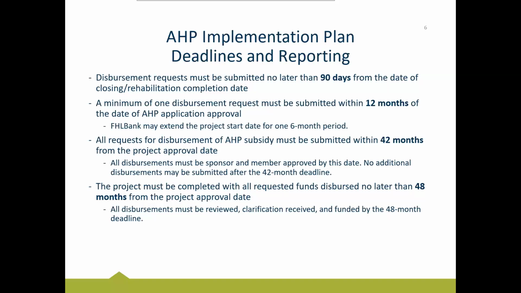All disbursement requests need to be submitted by that date. Again, that's June 19th of 2029. So you've got time, but just keep in mind that it can sneak up. What we're talking about again is that they're sponsor and member approved by that date. From that point, we here at the Federal Home Loan Bank have another 6 months to get all of those disbursements approved. So that 48-month deadline in the last line is talking about getting all of those funds out the door to your organization. And we are done with the project by the 4-year mark, which is going to be December 19th of 2029.